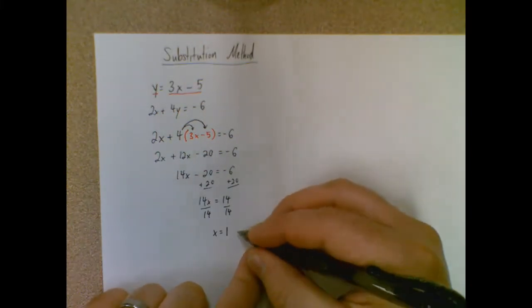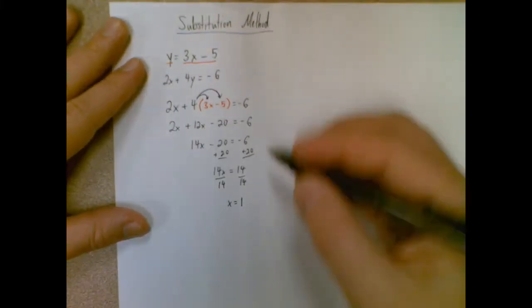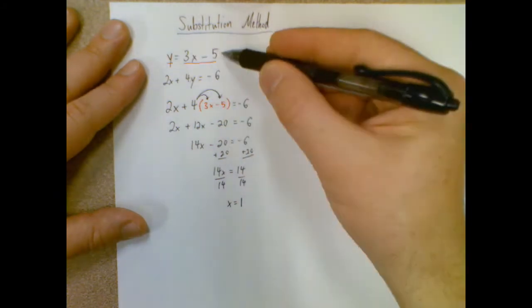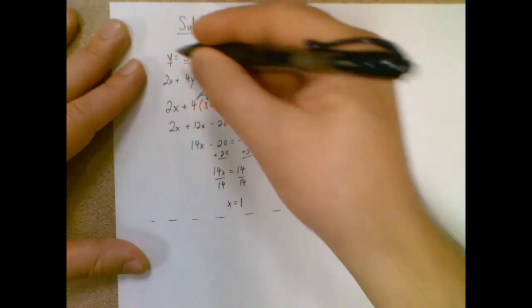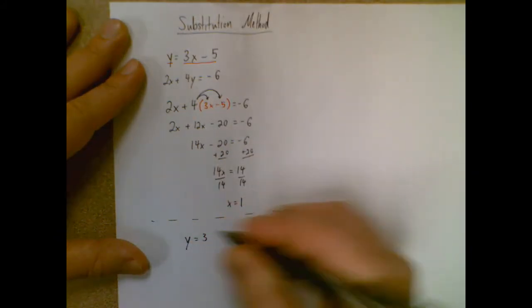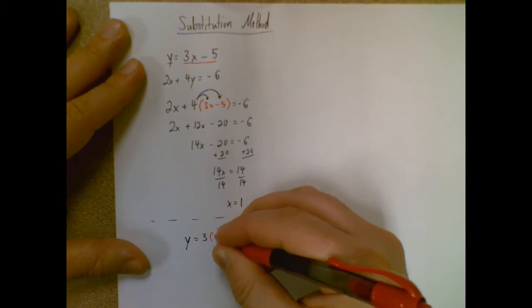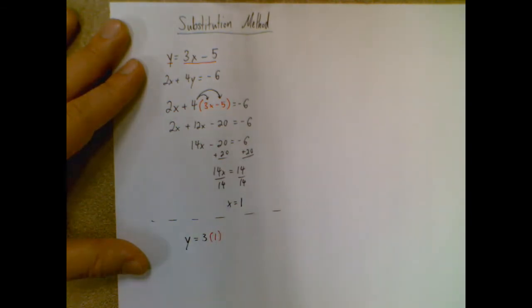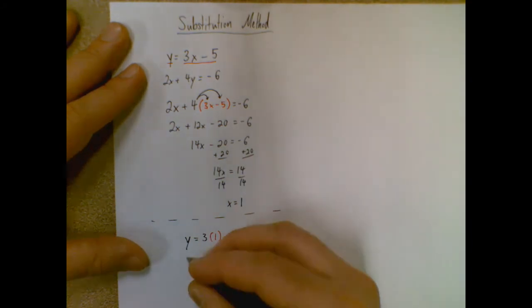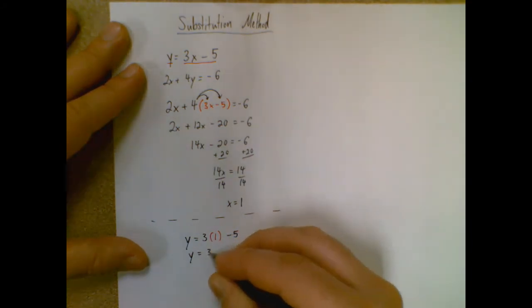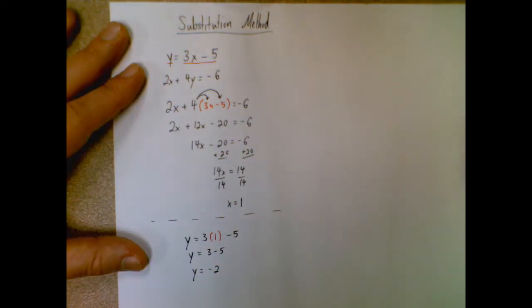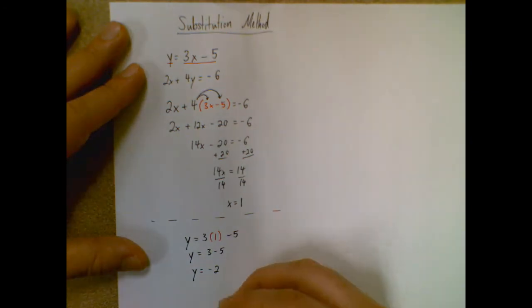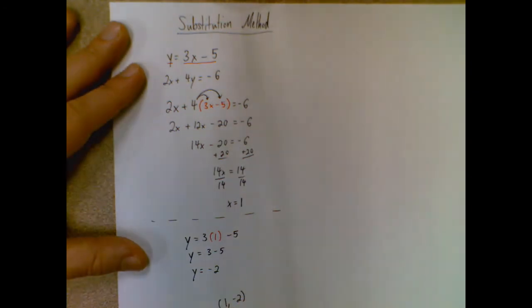So what I'm going to do is take this x value and plug it back in for one of my equations. This top one looks like it's going to be easier, so that's what I'm going to go with. So y equals 3, but I just found out my x value is 1, so 3 times 1 minus 5. When I clean this up, I have 3 times 1, which is 3, minus 5, so y equals negative 2. Now I have an x and a y, which I want to write as a point, so it's 1 comma negative 2.